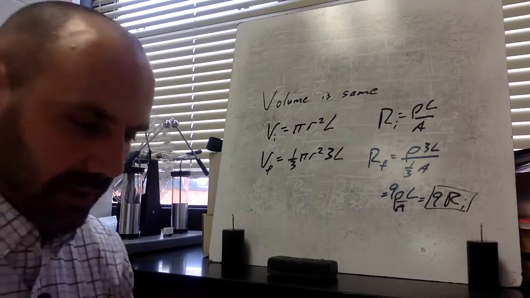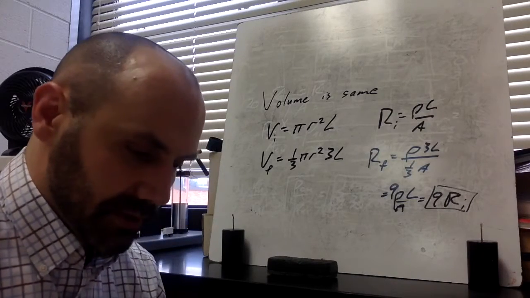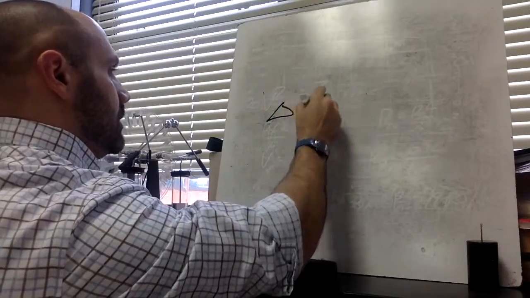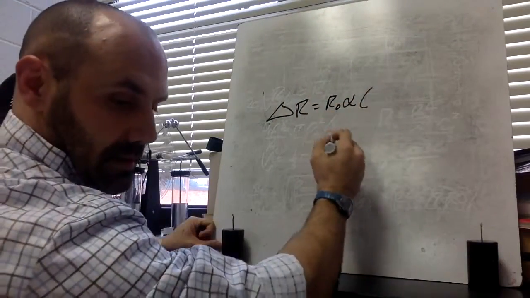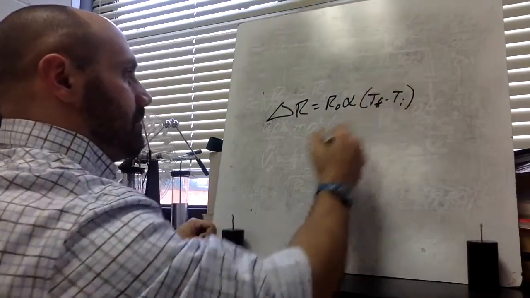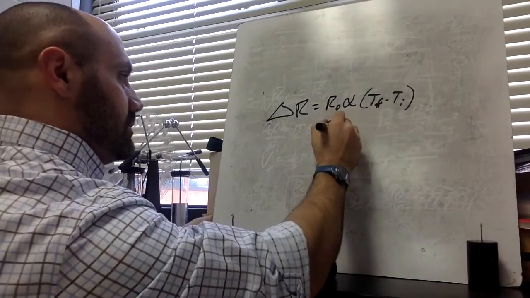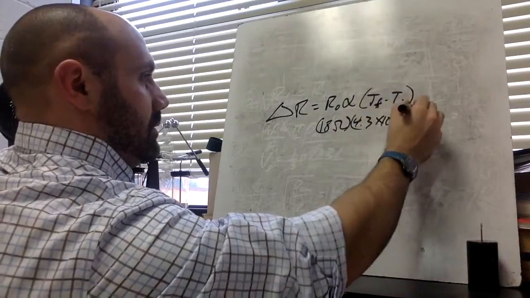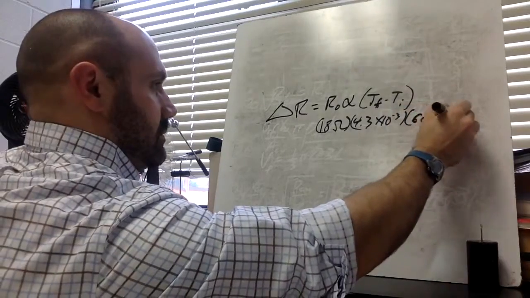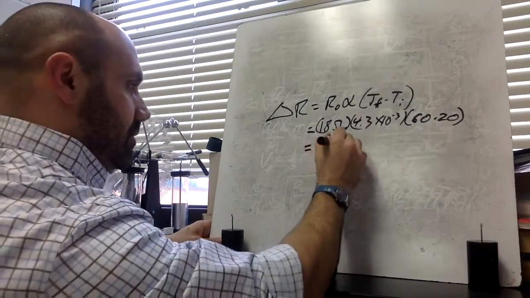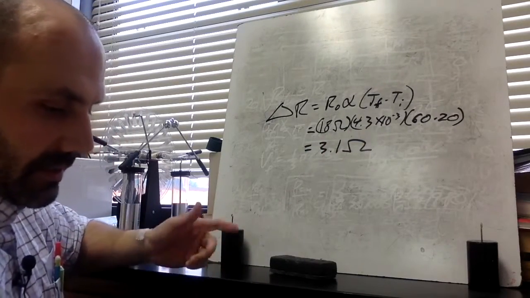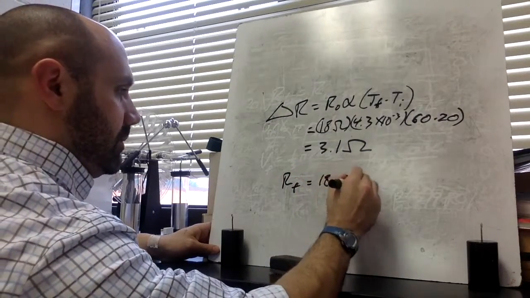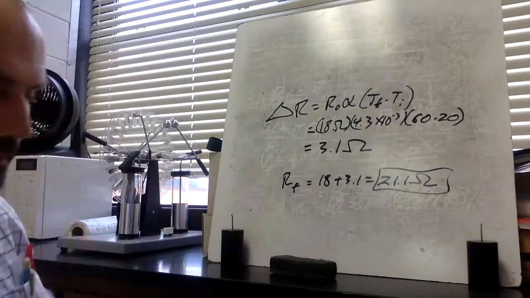And so, example 4, if a copper wire has resistance 18 ohms at 20 degrees Celsius, what resistance will it have at 60 degrees Celsius? So the equation looks like this. Delta R equals R naught alpha times T final minus T initial. So that's as simple as that. So this is 18 ohms. Alpha, I looked that up in the chart, and I get 4.3 times 10 to the negative third. And the change in temperature is 40, right? 60 minus 20. This turns out then to be a difference of 3.1 ohms. And so R final is going to be 18 plus 3.1, so it's going to be 21.1. And that's it for this first packet.